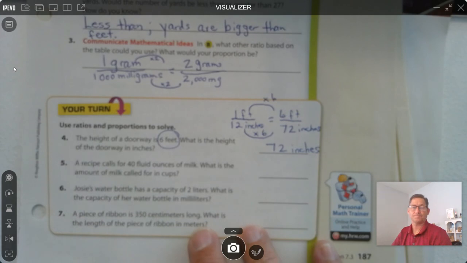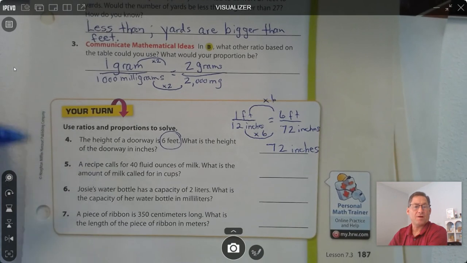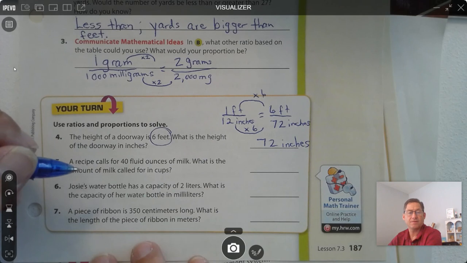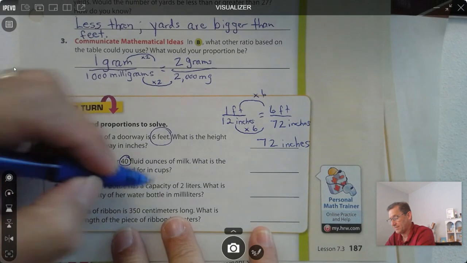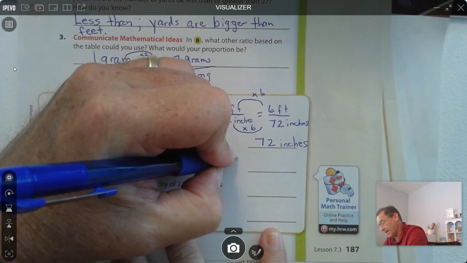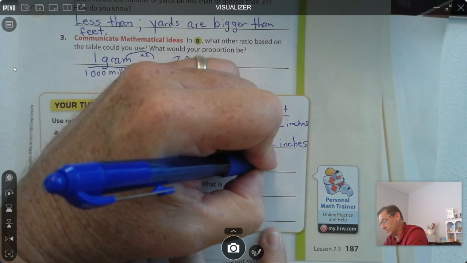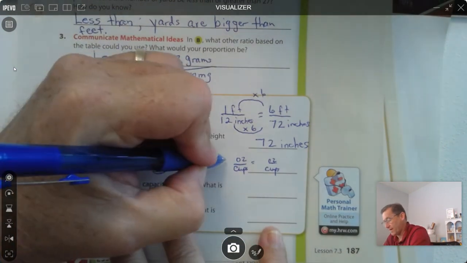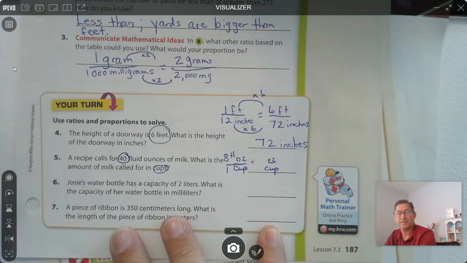All right, number 5. A recipe calls for 40 fluid ounces of milk. What is the amount of milk called for in cups? So we're going from ounces to cups. Ounces to cups. So I'm going to go ahead and write ounces over cups equals some number of ounces over cups. So if I have 8 fluid ounces, that would be 1 cup.